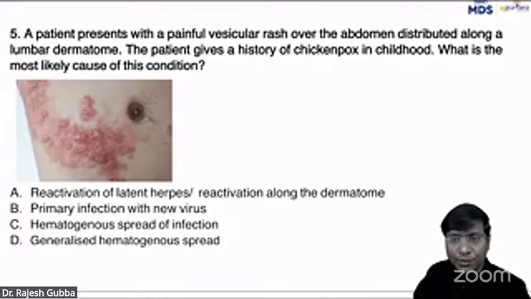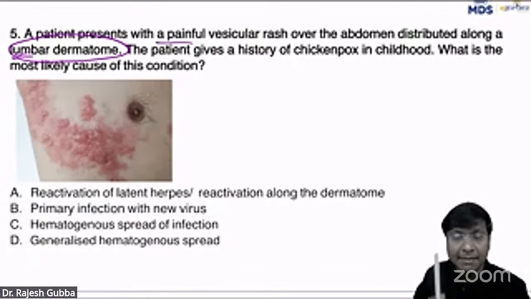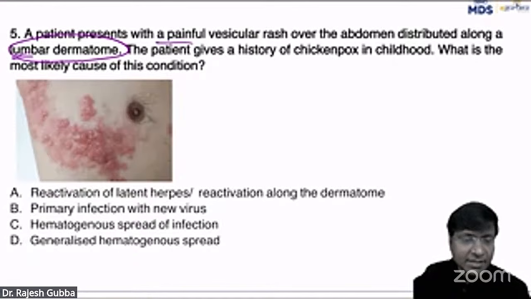Now, moving on to the next question. We have a patient presenting with a painful vesicular rash over the abdomen distributed along the lumbar dermatome. This point is very clear. Lumbar dermatome. The patient gives a history of chickenpox in childhood. What is the most likely cause of this condition?